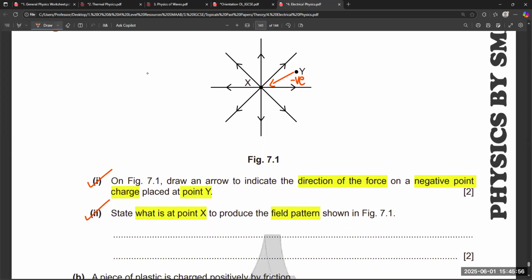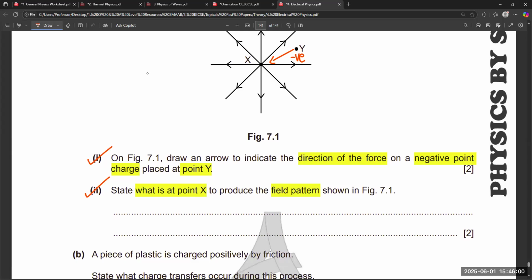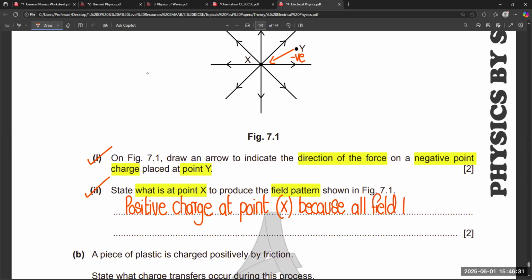to produce the field pattern? So we have a positive charge in the middle at point X. We have a positive charge at point X because all field lines are radially outward.